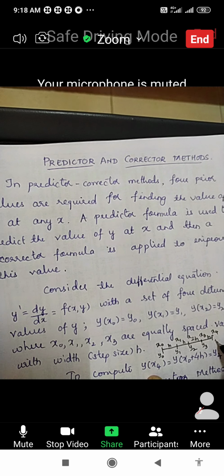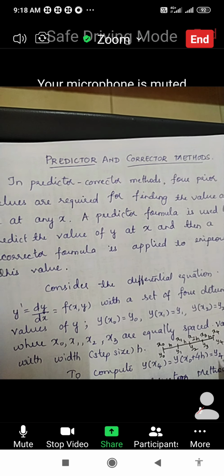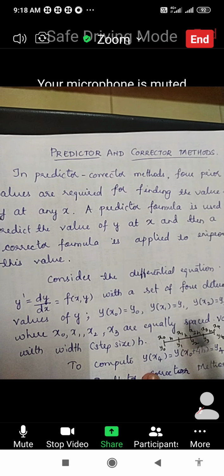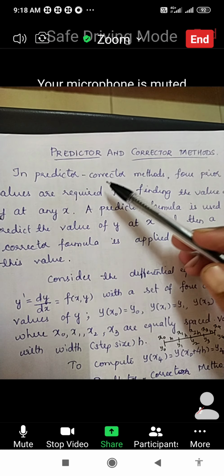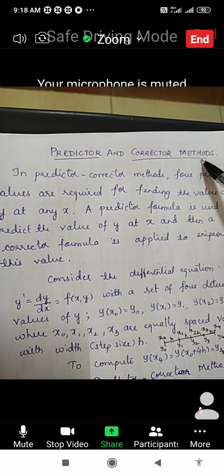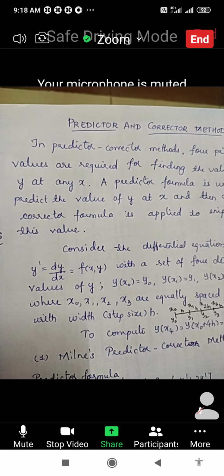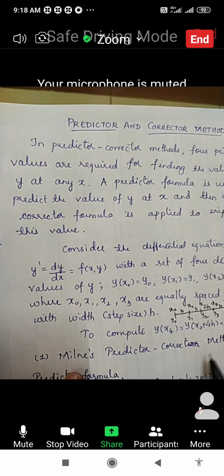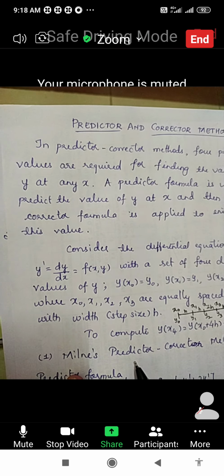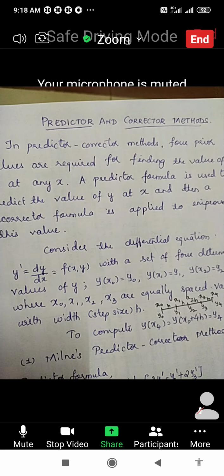Then we have to calculate what? What is y4? To compute y at x4, where x4 can be written as x0 plus 4h, that is denoted by y4. When you have y0 till y3, we are calculating y4 by which methods? Predictor corrector methods. In your syllabus, you have two such. Let me first concentrate on Milne's predictor corrector method.